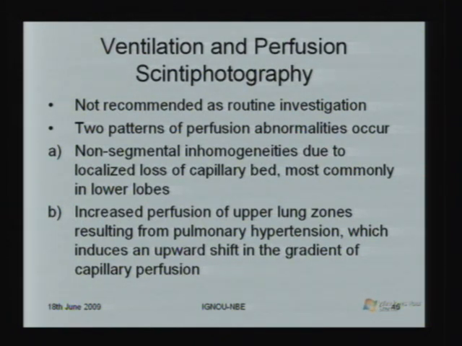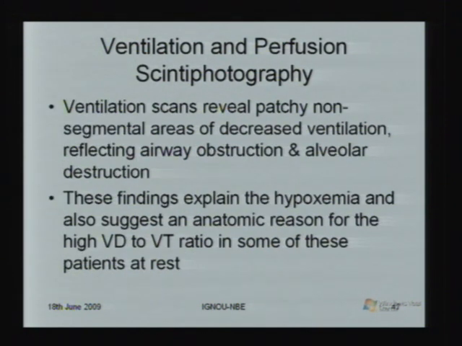Now, ventilation perfusion scintiphotography is not really recommended as a routine investigation. However, two patterns of abnormalities occur: the non-segmental inhomogeneities due to localized loss of capillary bed and the increased perfusion of upper zones resulting from pulmonary hypertension, which induces an upward shift in the gradient of capillary perfusion. The ventilation scans reveal patchy non-segmental areas of decreased ventilation reflecting airways obstruction and alveolar destruction. These findings explain the hypoxemia and also to a certain extent suggest an anatomic reason for the high VD to VT ratio in some of these patients at rest.